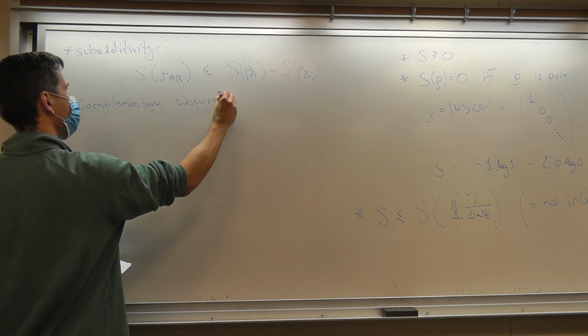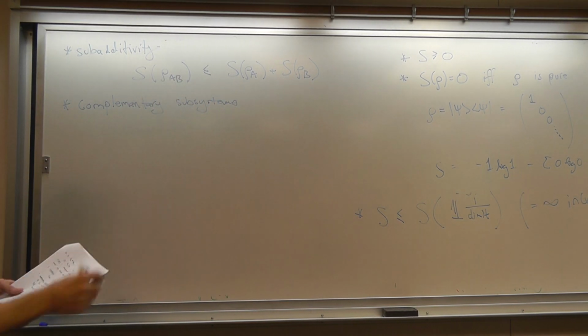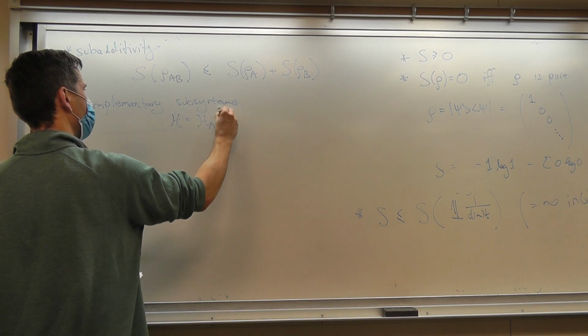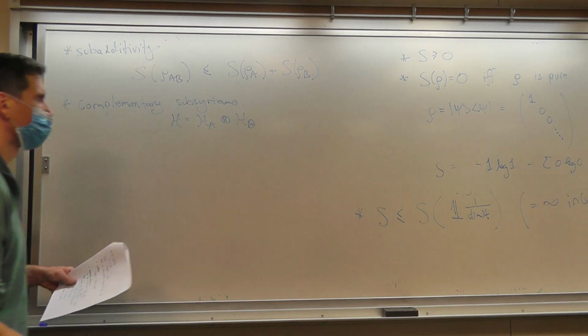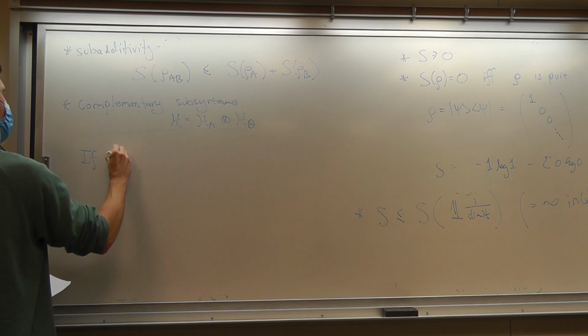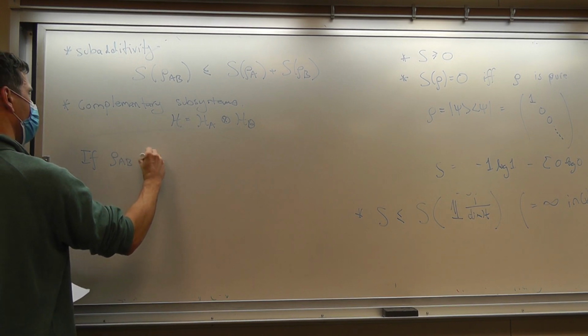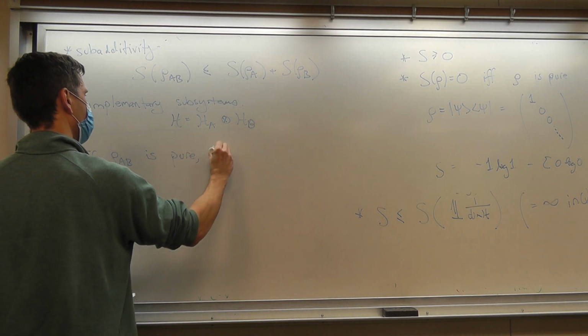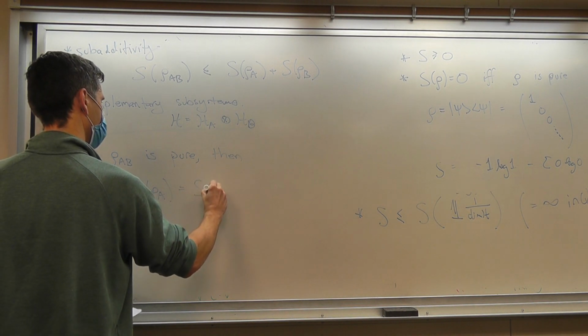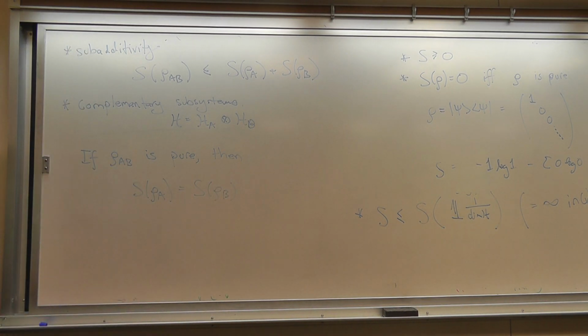If you have complementary subsystems, that just means like this situation that we were just talking about with entanglement entropy, where H is the product of HA times HB. If rho AB is pure, then S of rho A is equal to S of rho B. So in a pure state, the entanglement entropy of complementary subregions are equal.